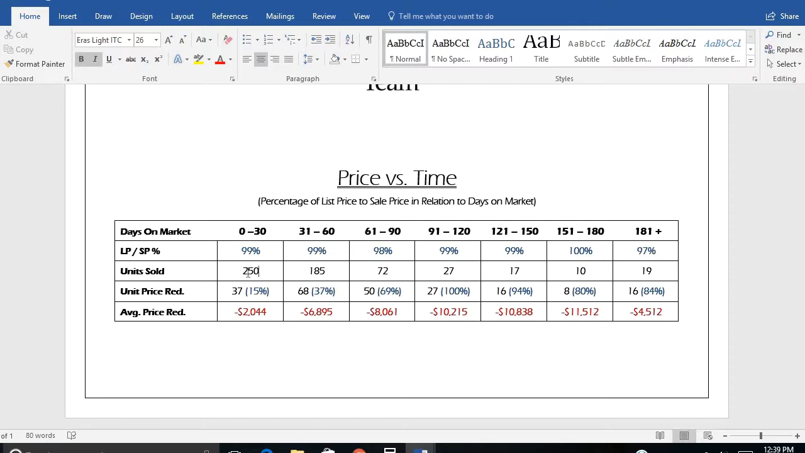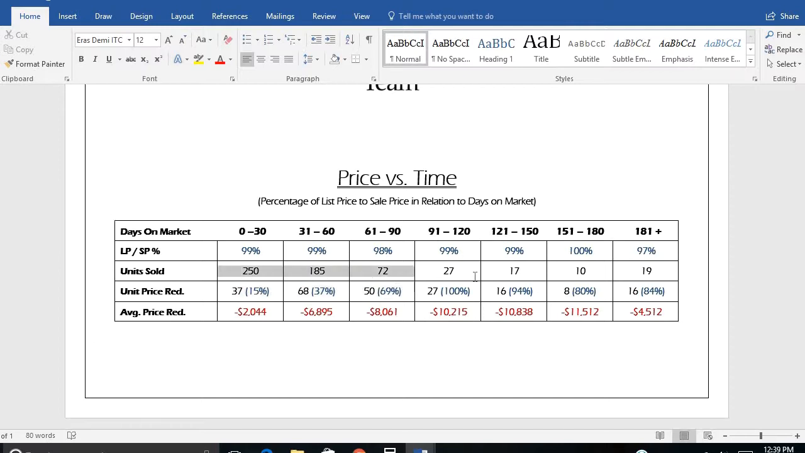Okay. Typically what you're going to find is this. There's more houses sold, more units sold within 0 to 30 days. They usually sell for closer to list price to sales price percentage. Fewer of the ones that have sold had a price reduction, and the average price reduction is small. So what you'll notice is as you go out in time, there's fewer and fewer properties that have sold. Typically, the list price to sales price goes down, and the number of price reduced of the ones that did sell goes up.